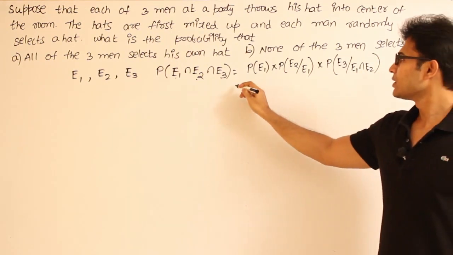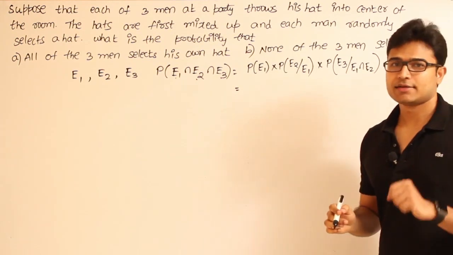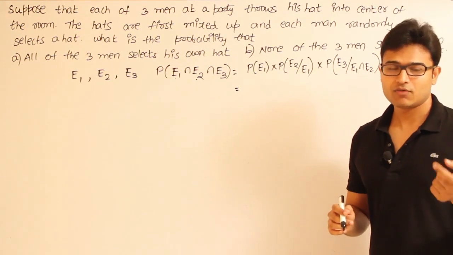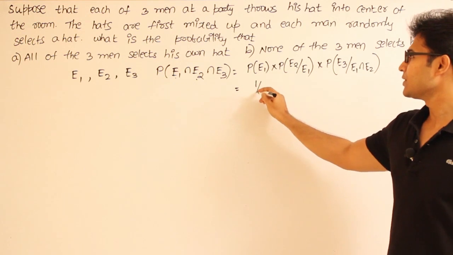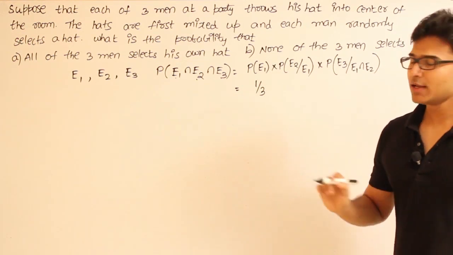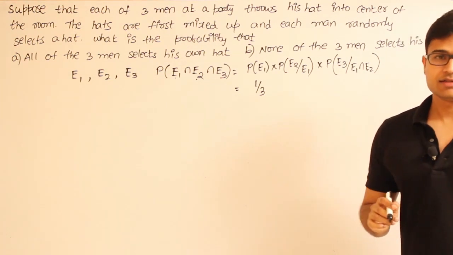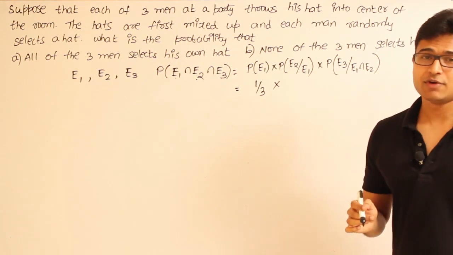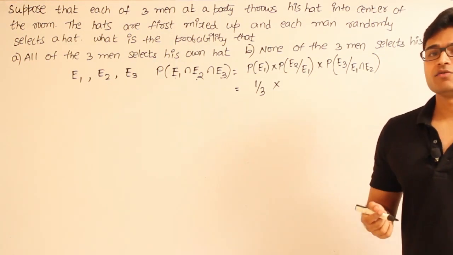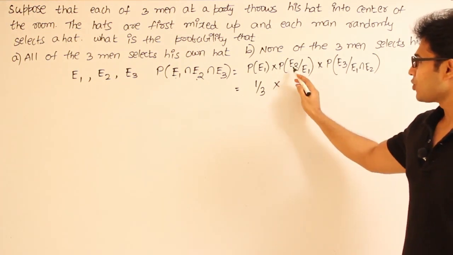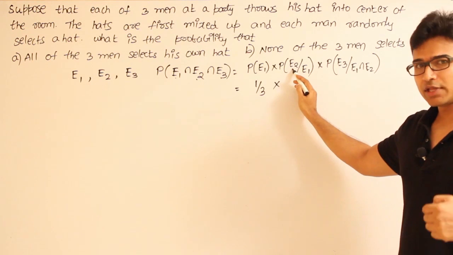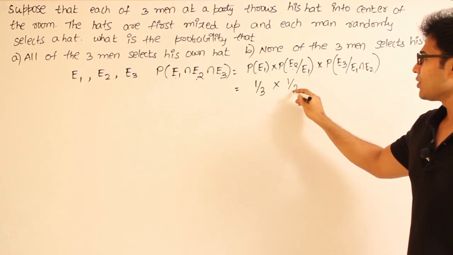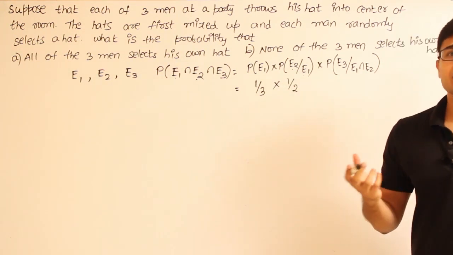Now let's try to analyze it. There are three hats. What is the probability that the first person will pick his own hat? Out of three, only one is his hat, right? Therefore the probability is 1 by 3. Why 1 by 3? Because there are totally three hats, out of which only one is his hat. That is why it is 1 by 3, multiplied with, now once the first one has picked up one hat, there will be only two hats remaining, out of which only one hat is for E2. Therefore the probability that the second person will pick his own hat given that the first person has already picked his own hat is 1 by 2, because there are only two hats, out of which only one hat is the right hat.